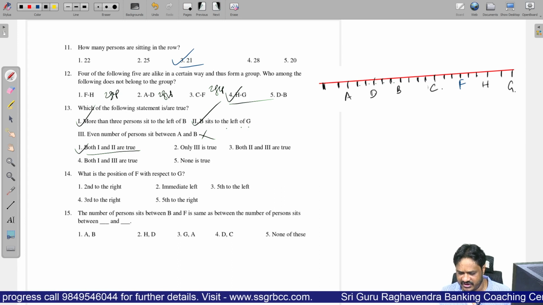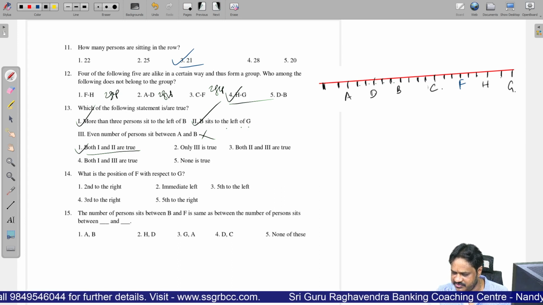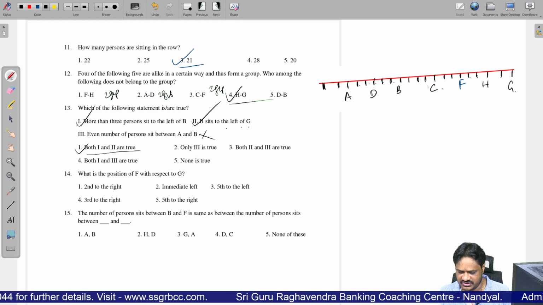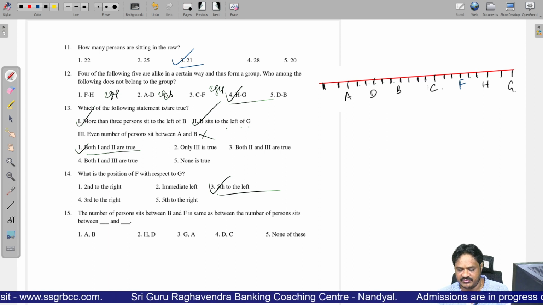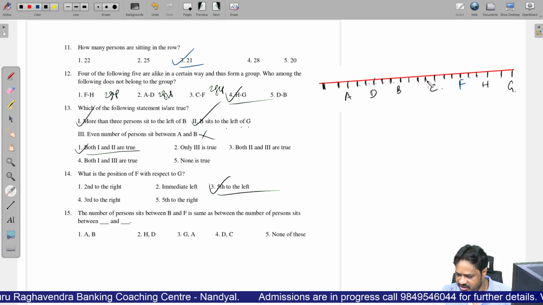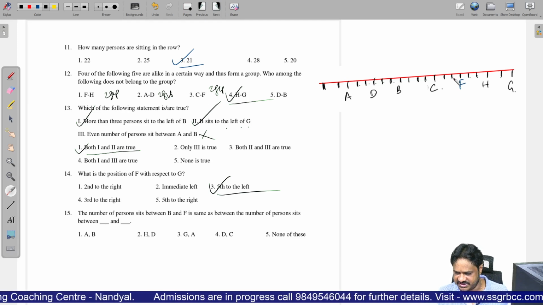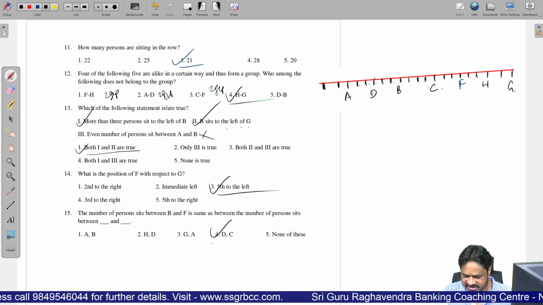What is the position of F with respect to G? With respect to G, the position of F, 1, 2, 3, 4, 5. So it is fifth to the left. The number of persons between B and F is the same as the number of persons between dash and dash. Between B and F, how many persons are there? 1, 2, 3, 4, 5, 6. Between which two persons are there 6 persons? Between A and B, just now we counted 5 persons. Between H and D, more than 6 persons. Between G and A, the number is more. Between D and C, again 1, 2, 3, 4, 5, 6. So the correct answer is D, C.